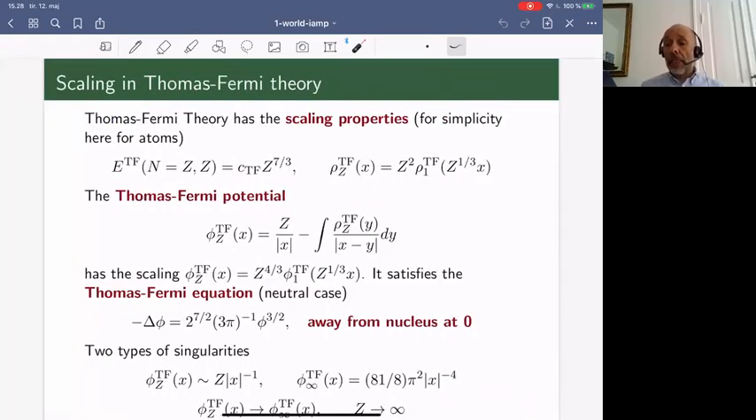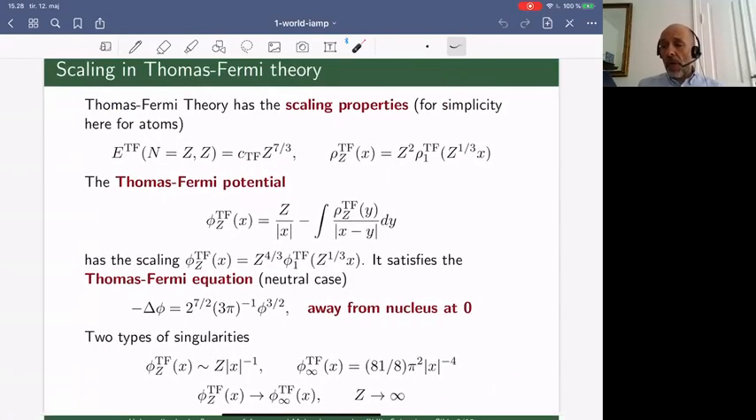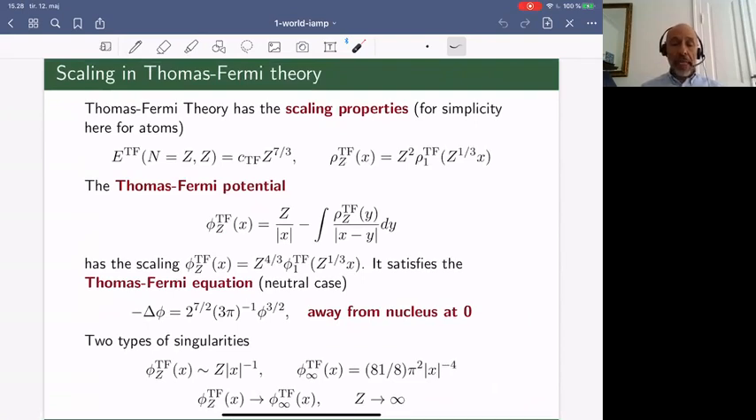Let me then say a little bit more about Thomas-Fermi theory, the scaling in terms of Thomas-Fermi theory, because that will be important for the universality that I will talk about. And I'm doing it here only for atoms. This is for simplicity, to avoid having to scale the nuclear positions as well. But of course, there's a very simple generalization to molecules.